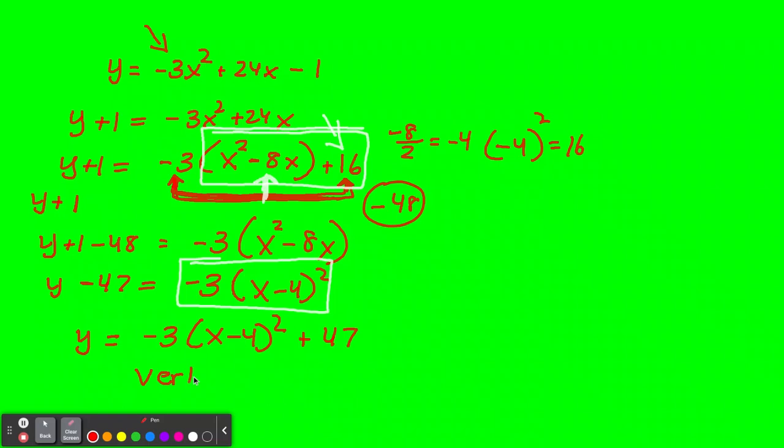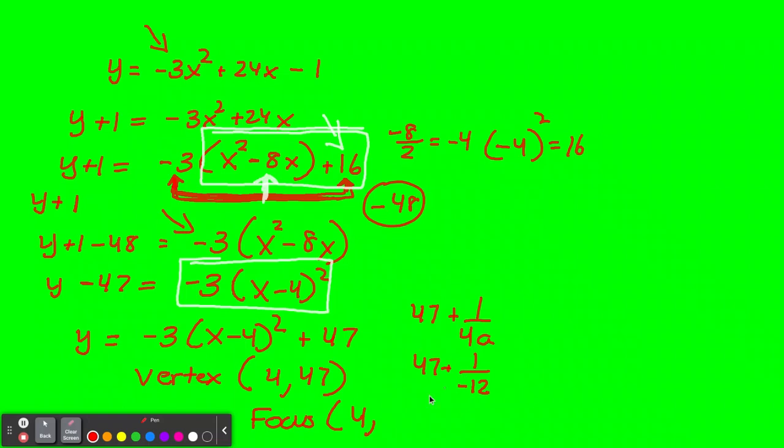So what is the vertex? The vertex will be 4, opposite sign, 47. The focus will still be 4. It's always 4. What do you think the focus is? It's going to be y plus p. Be careful here now, because it's going to be 47 plus 1 over 4a. 47 plus 1 over negative 12. Where do we get the negative 12 from? Remember, this is a, that negative 3. So you do 47 plus negative 1/12, you'll get 46.9.